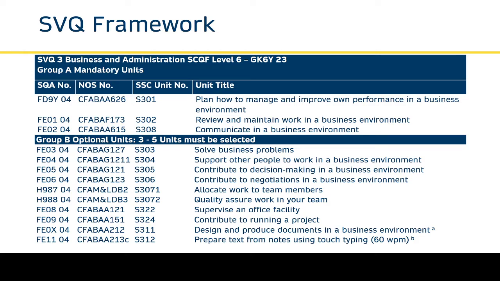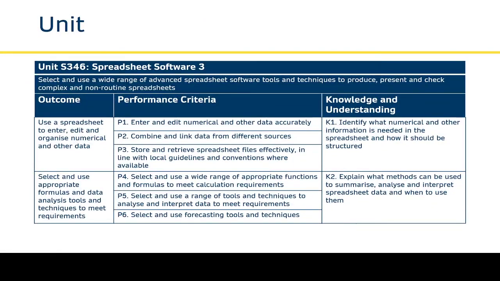Now for this we're using the example of the Business Administration SCQF Level 6 framework, just as an example to show you here. So each SVQ will have a framework which will outline mandatory units which you must complete, and then they'll give you a list of optional units which you can choose from, and there are certain rules about the number of units or the number of credits which you need to complete to get that component. So within the framework there are these units. So if we now take it a step further into this qualification and we have a look at the unit, you'll see that each unit is divided into outcomes, performance criteria, and knowledge and understanding points.